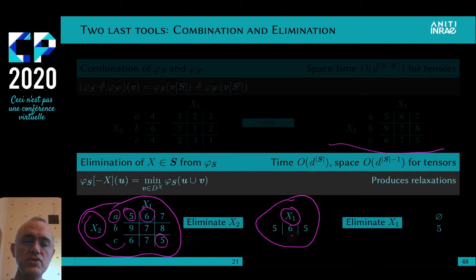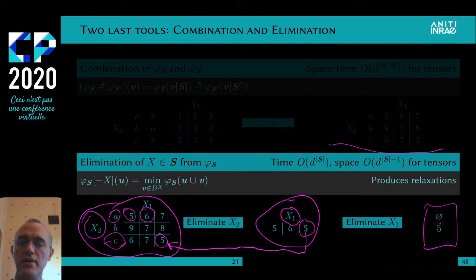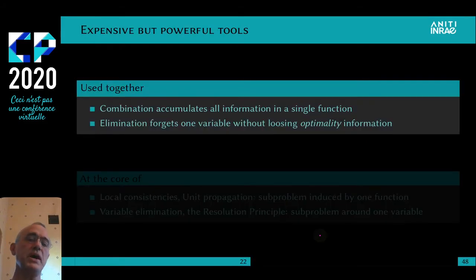And for each value here, it's nice to see that we have a sort of witness or support, I would say, for this: the argmin of the elimination, here it's value C for this 5. And we can eliminate x1 from this function. We get a constant function, which is equal to 5, because this is the minimum of all those three numbers. And we, for example, could choose the third value as the argmin of this, or the support or witness for this. These two operations are expensive but powerful.